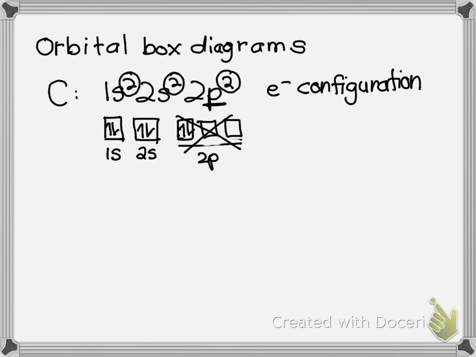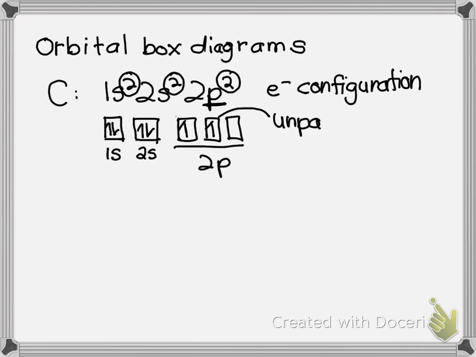Okay, it's called Hund's rule. What we want to do, the correct way, would be to have 3 boxes, because it's a p, and go 1, 2. And these electrons there, they're called unpaired electrons because they don't have pairs. These here are called paired electrons.